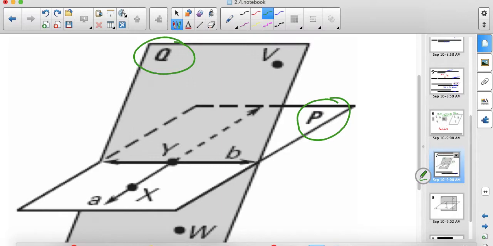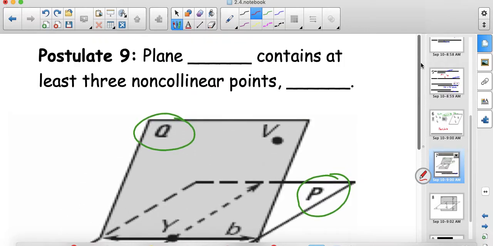Now, one of those will contain 3 non-collinear points. If you look at your non-shaded plane, plane P, the only points that are there are X and Y. So there were only 2 points on that plane, so I cannot name it. Instead, we have to use Q. So plane Q contains at least 3 non-collinear points.